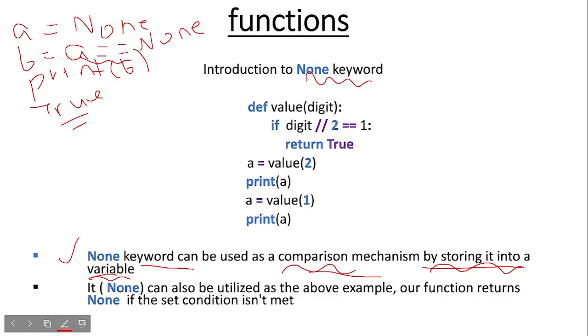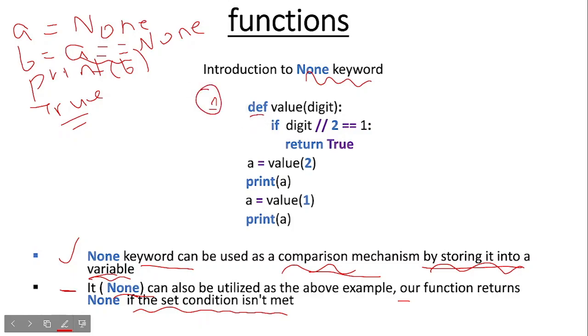Another form of using None keyword, for example, is if we were to place if statement inside our function and the set condition is not met, a None keyword will be returned as the result, as the above example. So in the first line of code, we will create our function called value.